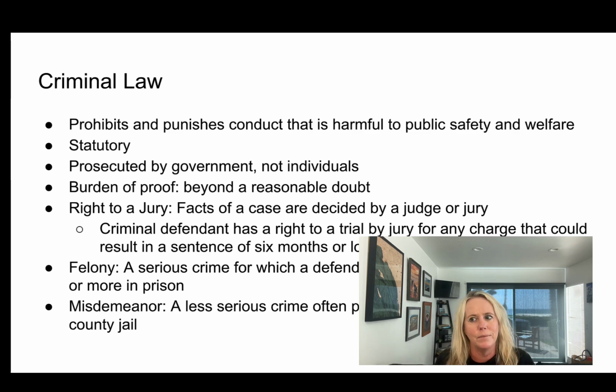Frequently, what we see most in criminal law is infractions. When you get a speeding ticket, that is an infraction, which is the least serious crime. We might even say it's a bending of the law, not necessarily a breaking of the law. So it goes infraction, misdemeanor, felony.